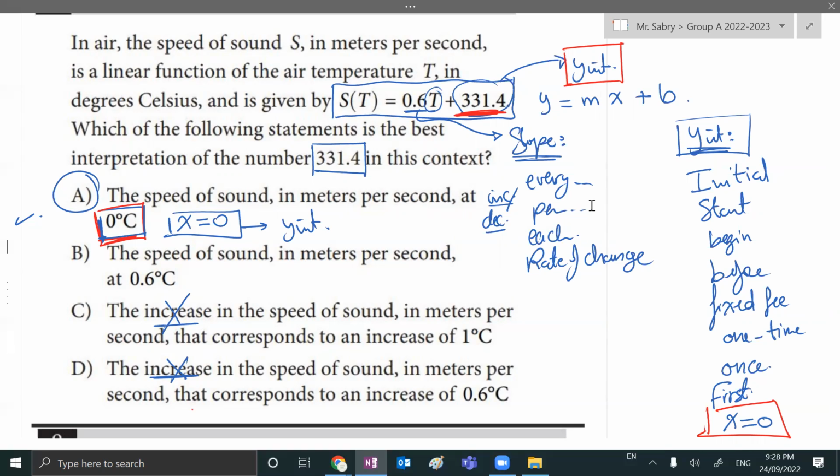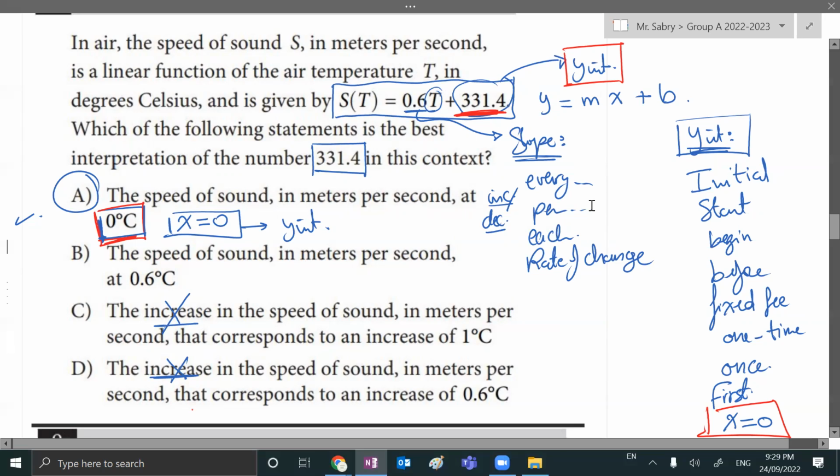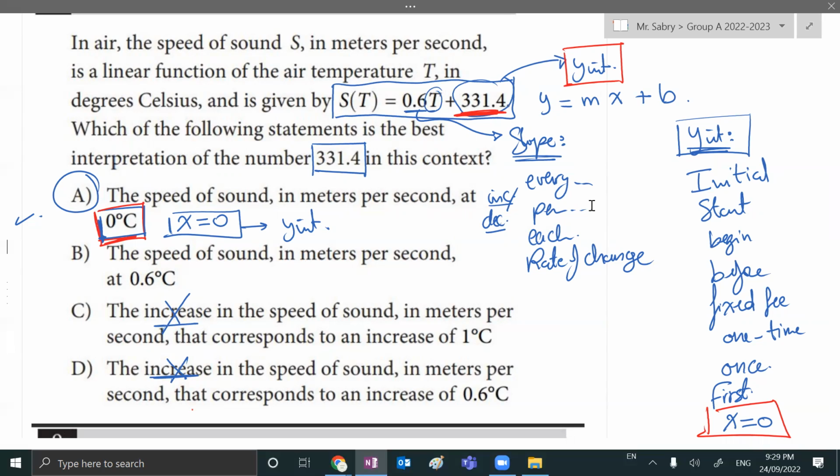So just by looking at the slope here, I can tell that each 1 degree Celsius increases the speed of sound by 0.6. Does this make sense, Jed? This connection is something new. Yeah, I know, and that's why I wanted to explain this to you. That's what I said at the very beginning, that they're all at the end of the day connected. They're all the same thing.